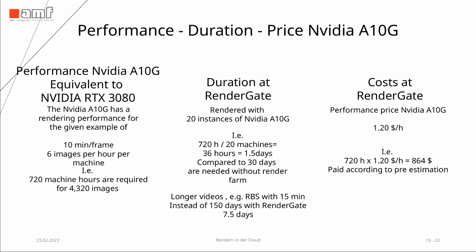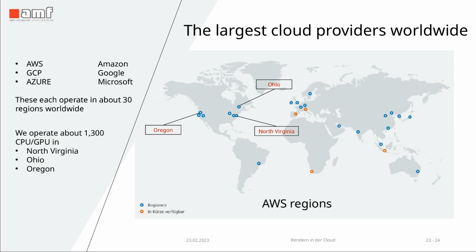Of course, this isn't for free. We charge $1.20 per machine hour. So in total, we have 720 hours of compute time over all of our 20 machines, resulting in $846 in total. Of course, you know beforehand, thanks to our pre-estimation, that it's going to cost that much. Currently, we are mostly based on AWS infrastructure in Oregon and Ohio, which offered the best price performance for our solution.